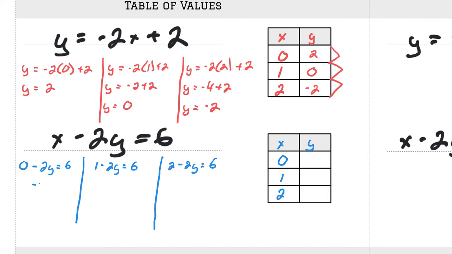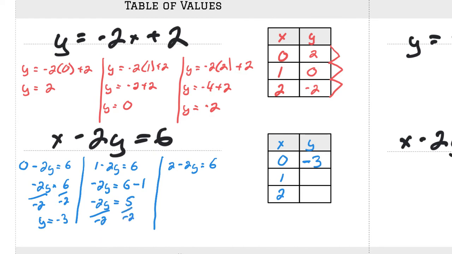So solving, it becomes negative 2y equals 6. Divide both sides by negative 2. Always do the same thing to both sides of your equation. Y equals negative 3. In the second case, negative 2y equals 6 minus 1. I'm taking the 1 across. I'll tidy up the right-hand side. Again, divide both sides by negative 2. And y equals negative 2.5.